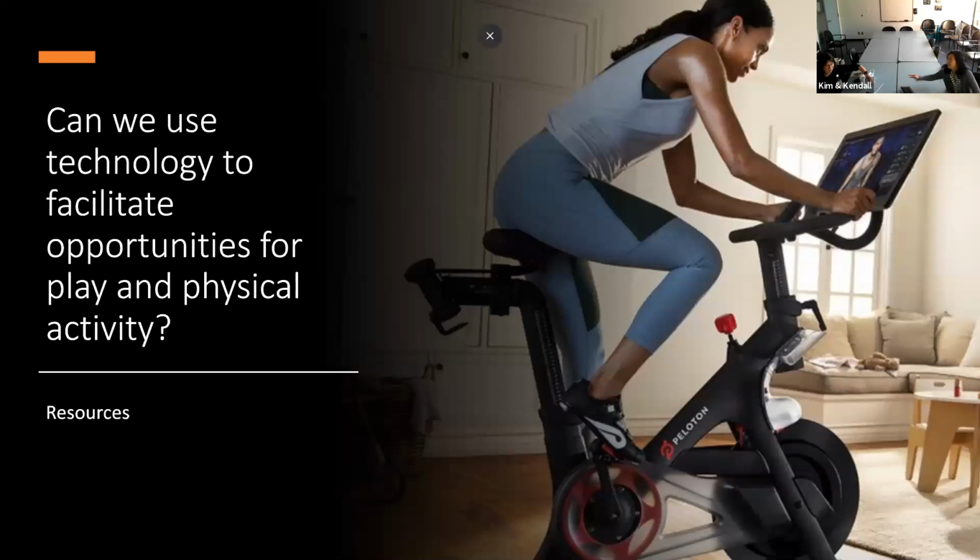So can we use technology to facilitate opportunities for play and physical activity?